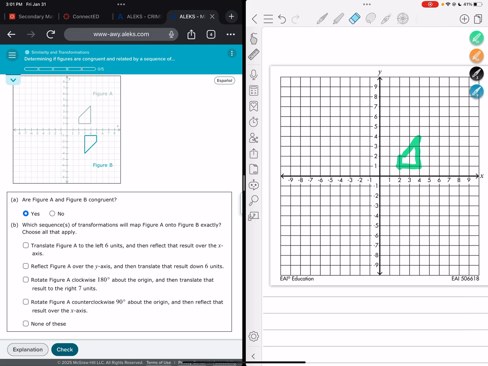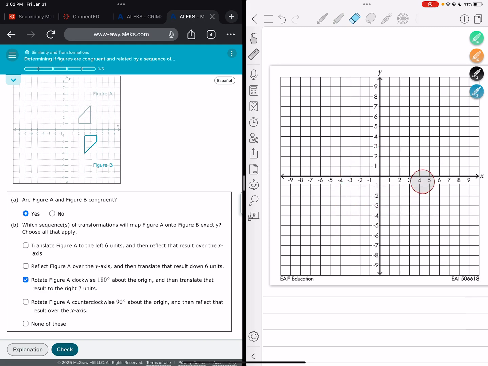I'm going to rotate clockwise 180 degrees, and then I'm going to translate it 7 units. So if I rotate this 180 degrees, that means it's going right here, and it looks something like this. And then we're going to go ahead and slide that to the right 7, which if I do that, that finally matches up with B. So I know that's an option. So we can say, yes, that works.